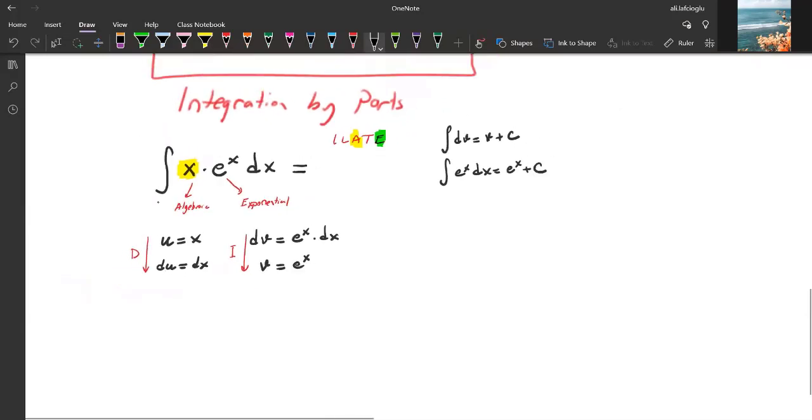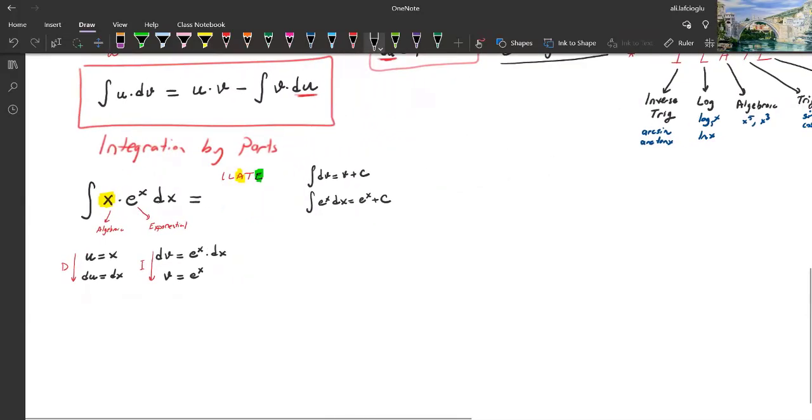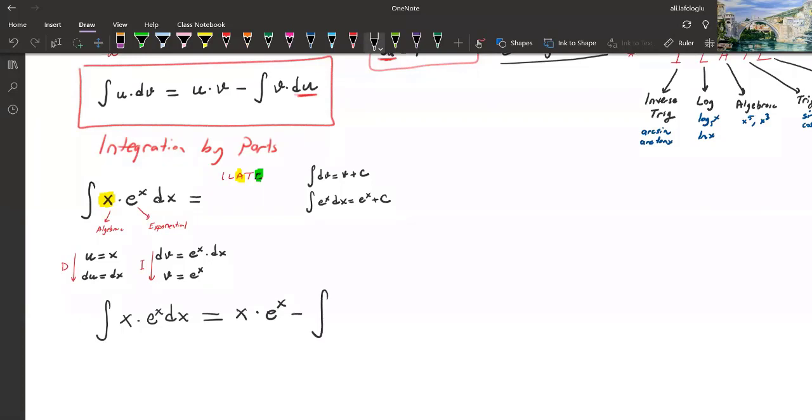Now I will apply the rule. Look at the rule. The integral of x times e to the power of x dx is equal to u times v. Where is u? u is x, times v. What is v? e to the power of x. Minus, because of the formula, the integral of v du. What is v? e to the power of x. What is du? du is equal to dx.